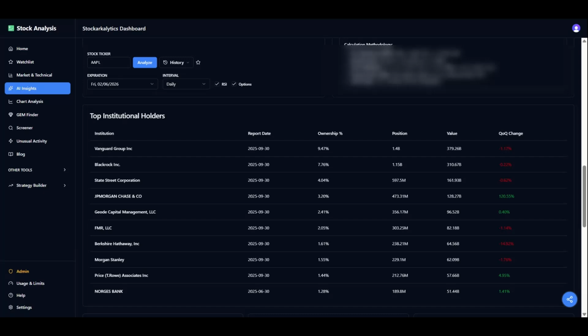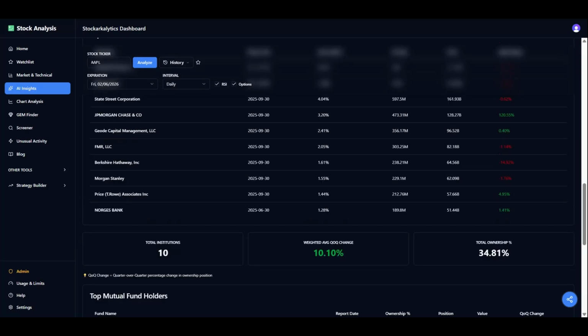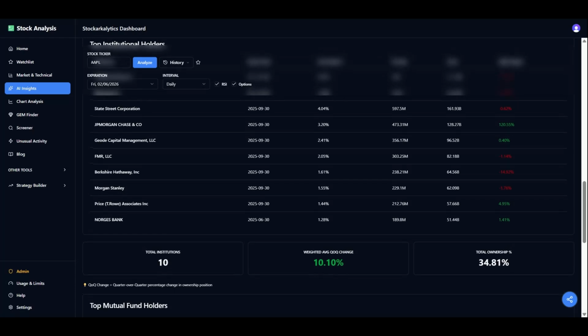What I look for here is who's consistently increasing exposure and whether the biggest holders are steady or trimming. Quarter-over-quarter change is one of the best behavior signals in this section. And at the bottom, you get a really clean summary. Total institutions tracked in this table, the weighted average QOQ change, which summarizes whether institutions are net accumulating or distributing, and total ownership percentage shown here, so you can see how much of the stock is held by the institutions included in this view. Now that's ownership, insiders on one side, institutions on the other.